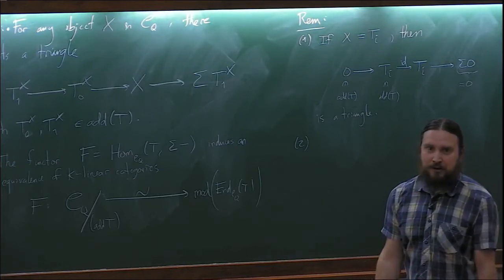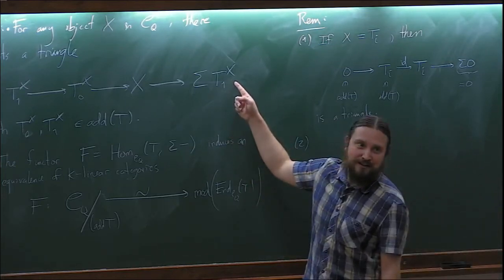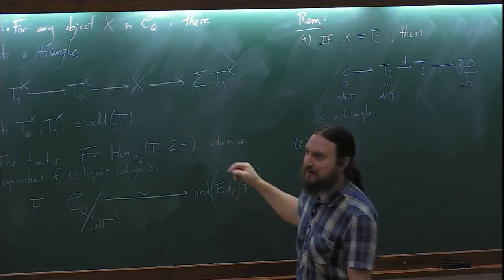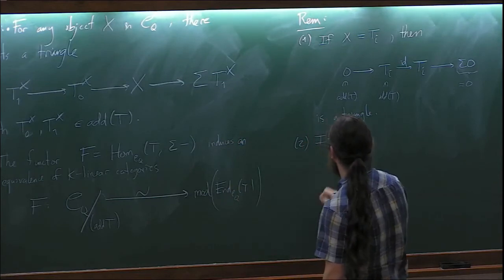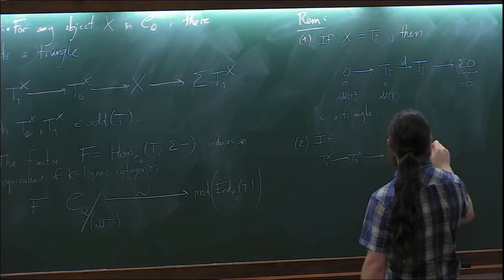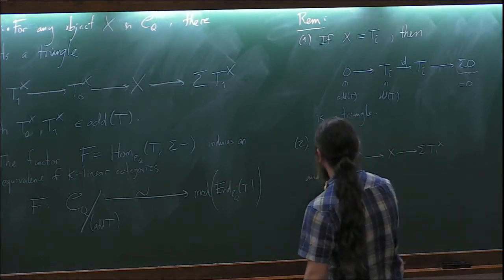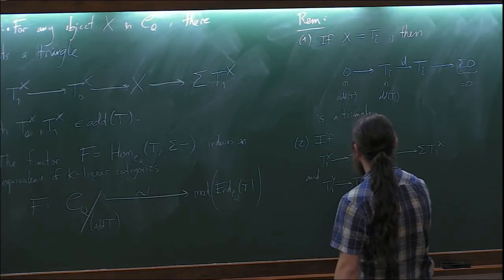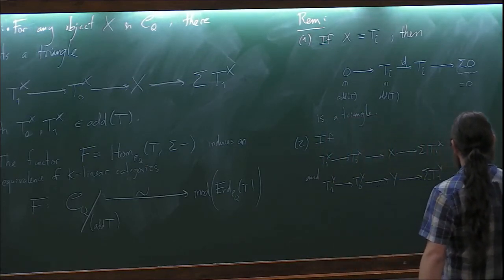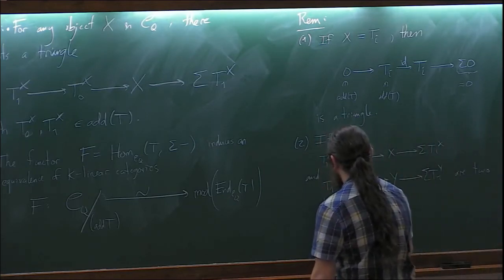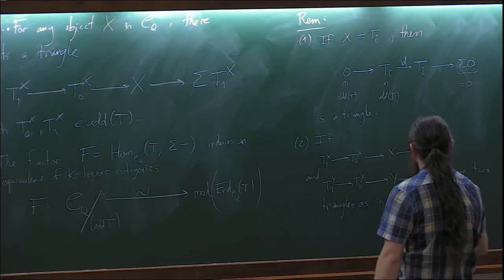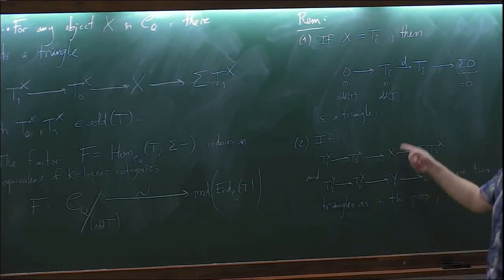Second thing, if you know such triangles for two objects, then you know one for the direct sum. Yes, you can take the direct sum of triangles. So if T1x to T0x to x to the suspension of T1x and T1y to T0y to y to the suspension of T1y are two triangles, as in the proposition, then you can take the direct sum.